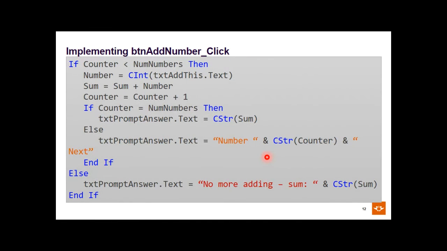So string concatenation means simply putting strings together. In this case, we are putting 3 separate strings together to form one string. Can you see it's 3 separate strings? The first string is number, the second string is next, and the third string is when you take counter and you C-string it. In other words, you convert counter to a string. You're taking 3 strings and combining them into one string.